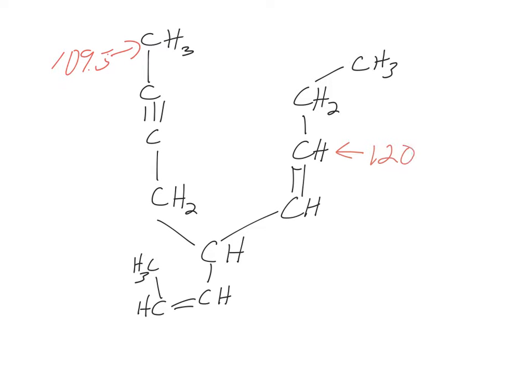120. If you're sp hybridized, how many pi bonds do you have? That would be 2. And what's your bond angle? Something like this would be 180.